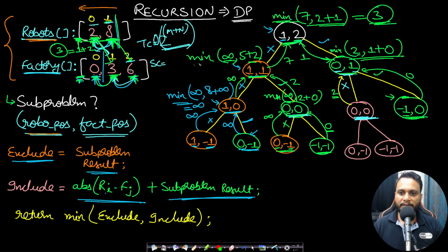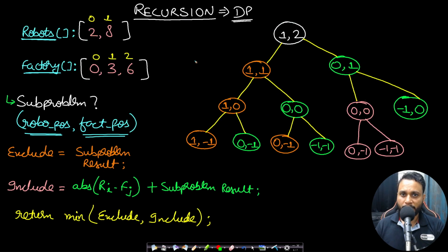The space complexity will be the depth of the call stack, since we will be using recursion in this, and the depth can go to m plus n, because at every level you will either assign a robot to a factory or you will be skipping the factory simply, right? So your depth cannot go to more than m plus n. So the space complexity will be order of m plus n if you solve by recursion.